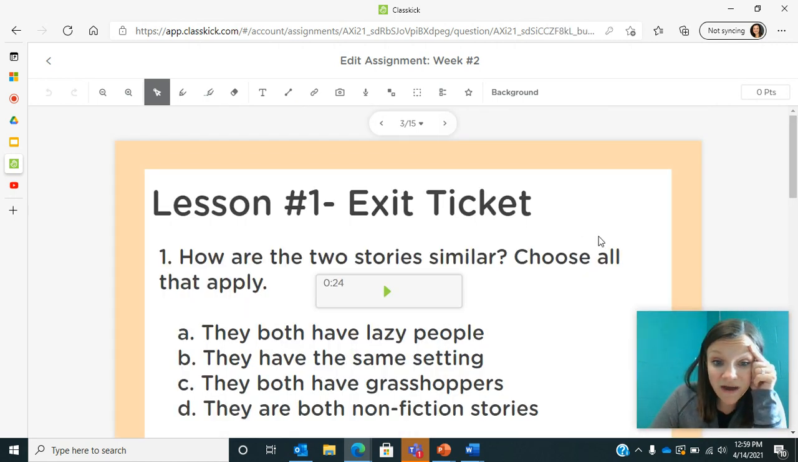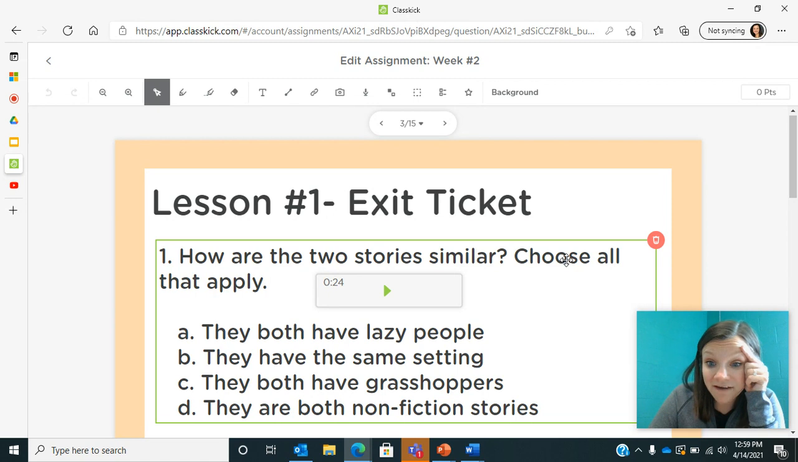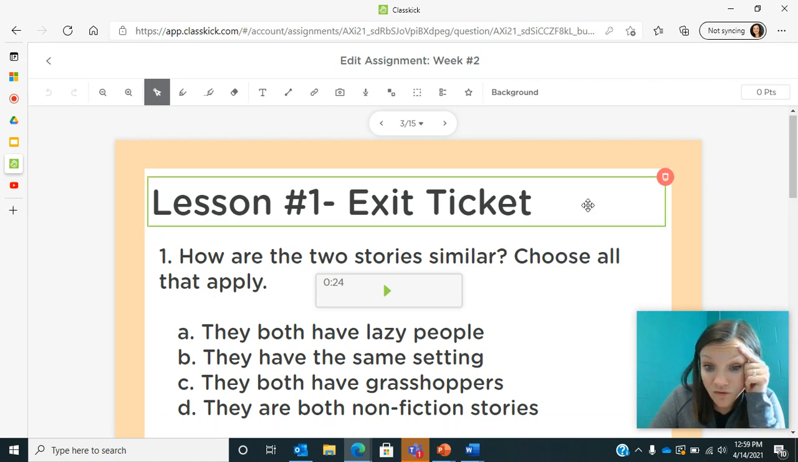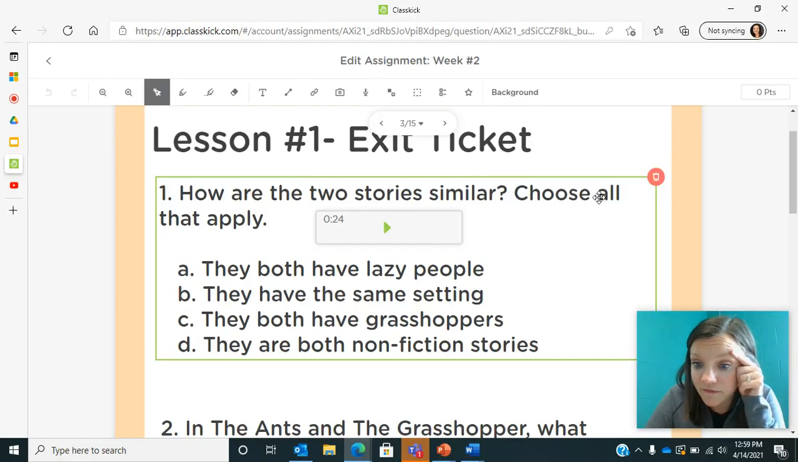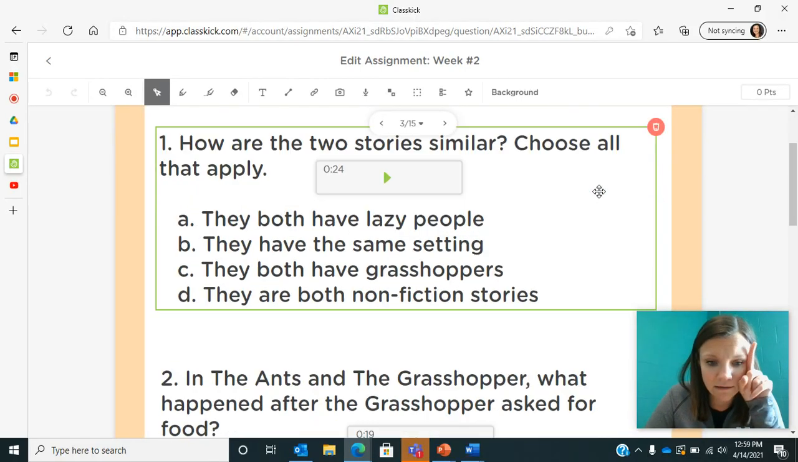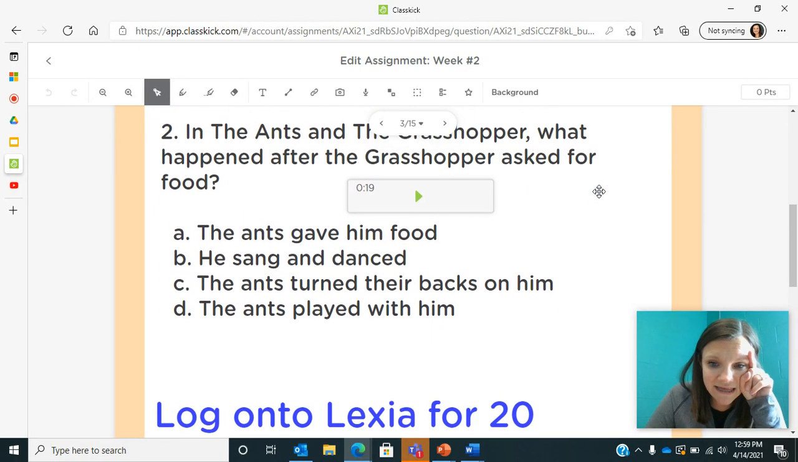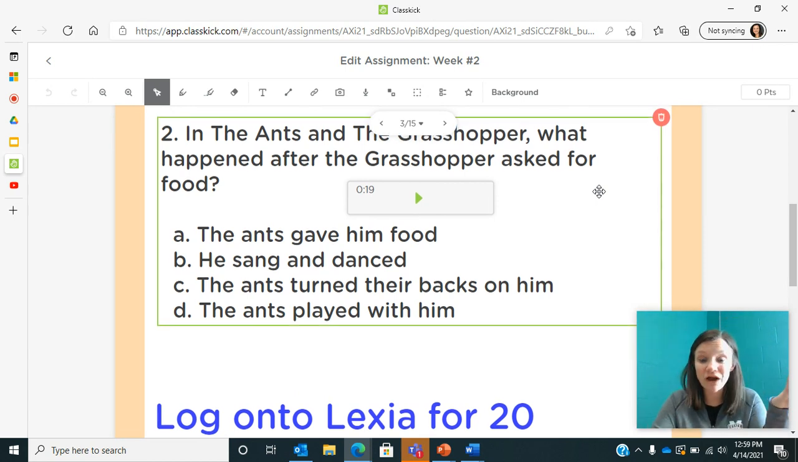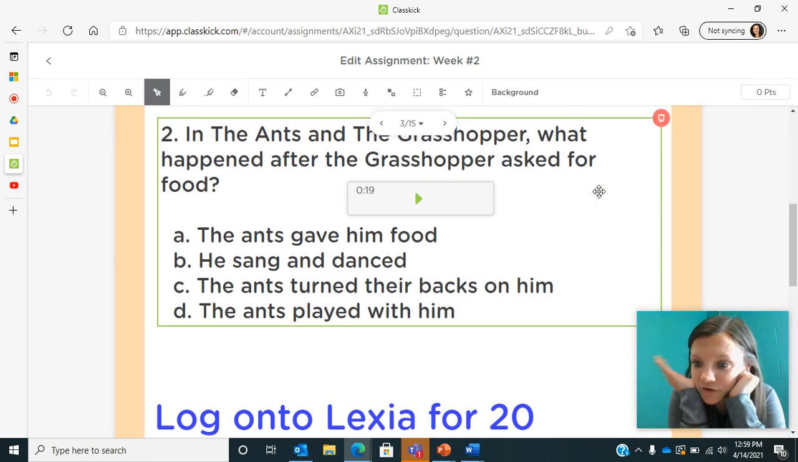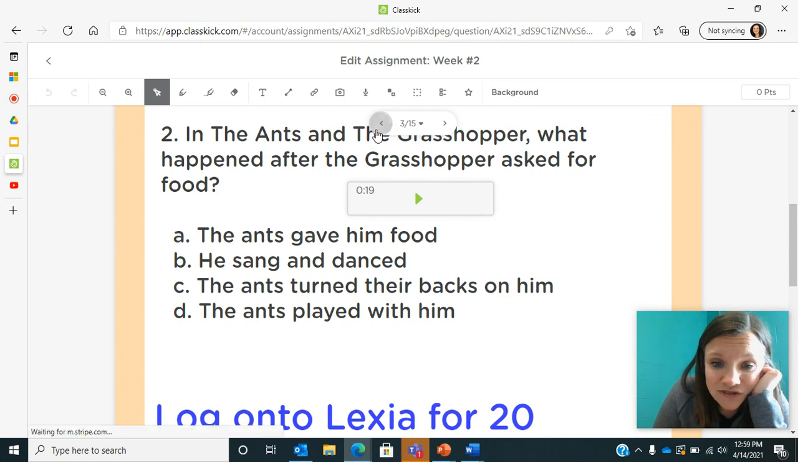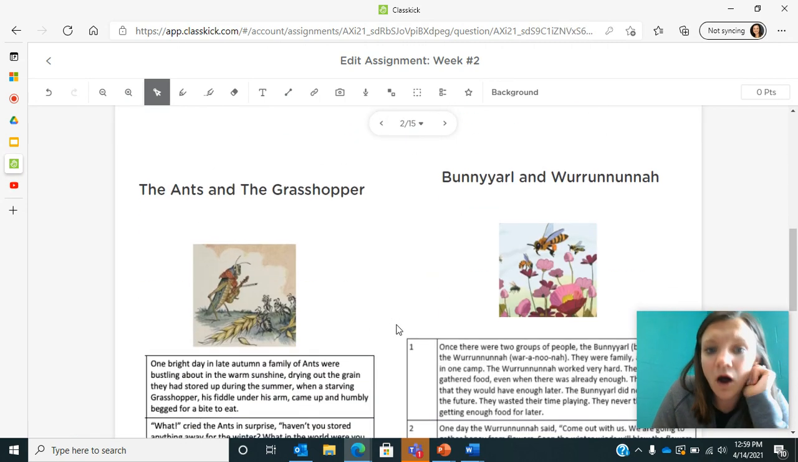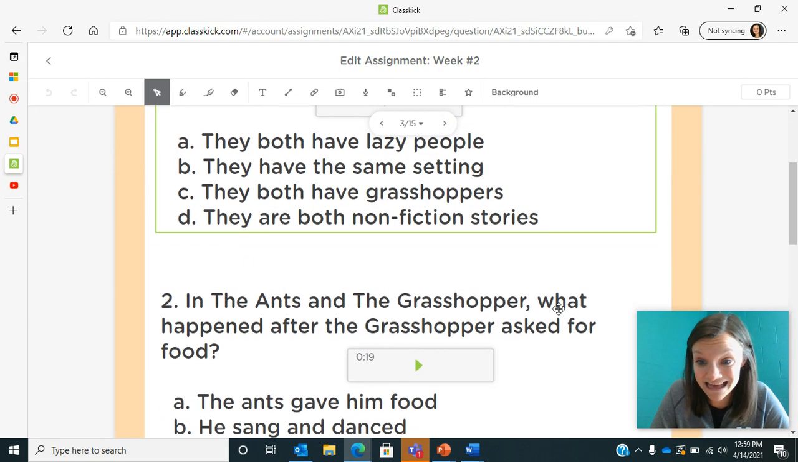And then you have an exit ticket. You have some questions about the stories. Number 1 says, how are the two stories similar? Choose all that apply. That means more than one answer. Number 2 says, in the ant and the grasshopper, what happened after the grasshopper asked for food? Again, if you forget, go back to slide 2. Look at those stories. Read them again. Always, always, always go back to the text, just like you should be doing on your test.